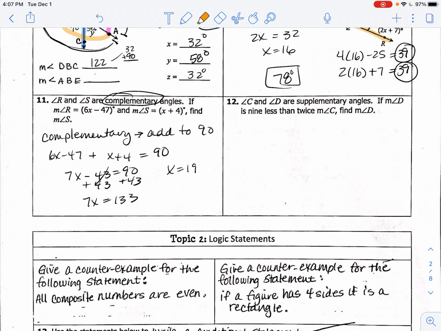That doesn't answer the question though. It asks me for the measure of angle S. Measure of angle S is x plus 4. So I'll plug in the 19, add 4, and I get 23 degrees. Number 12, angles C and D are supplementary, meaning they add to 180.